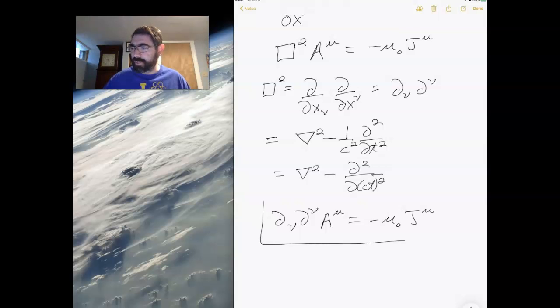Now this is the inhomogeneous second-order differential equation that you would have to solve in order to get the potentials. Once you found the potentials, then you could take the derivative and find the field tensor. Once you had the field tensor, you now had the fields, and you could apply Maxwell's equations to the fields and solve almost any problem that you want to.